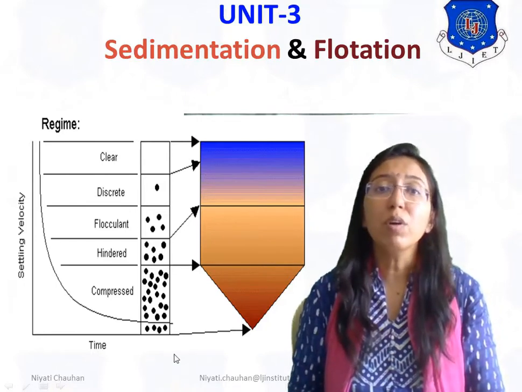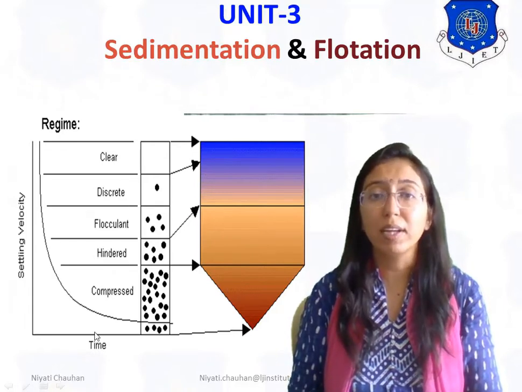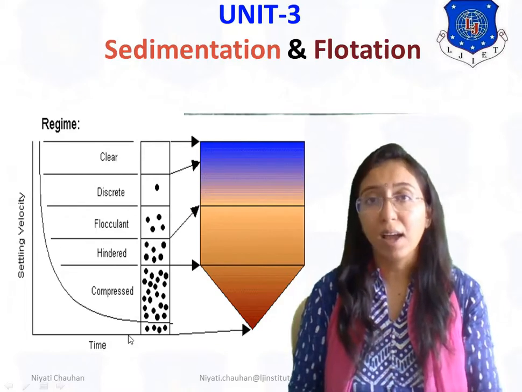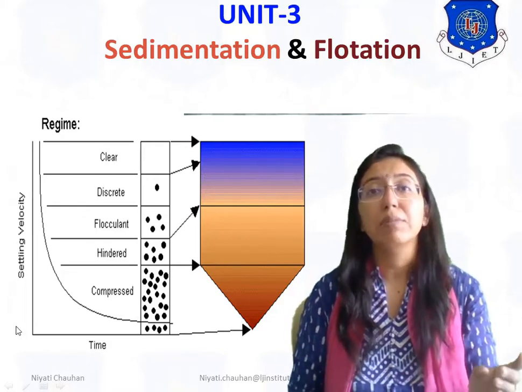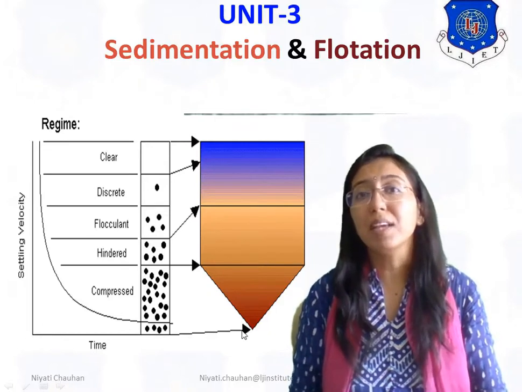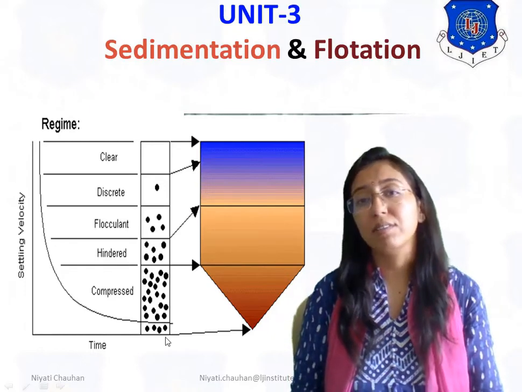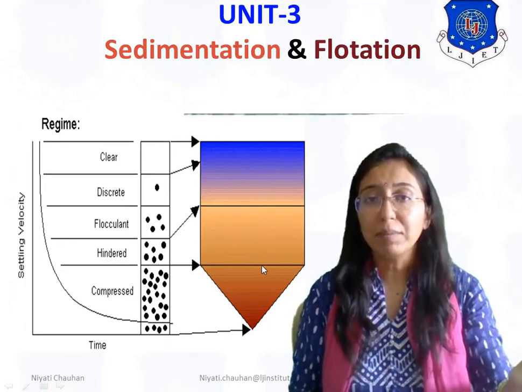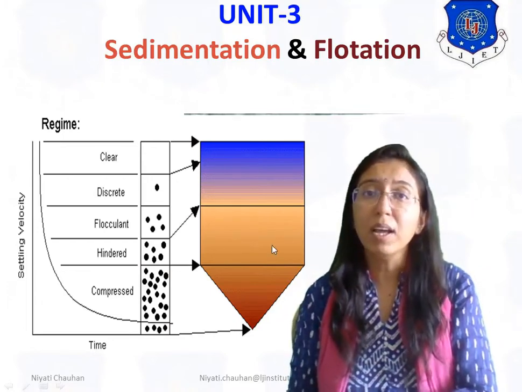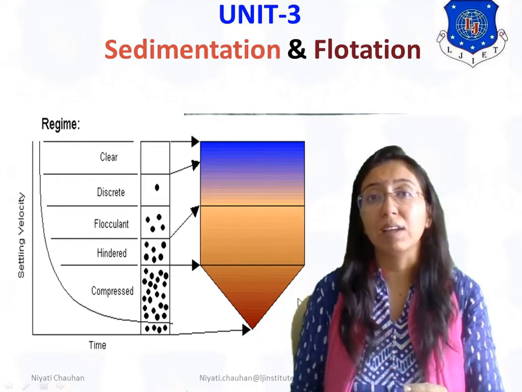You can see here one graph is shown in the diagram. On the x-axis we have taken time, and on the y-axis we have taken settling velocity. If time is increased, then settling velocity is decreased. After a long time, settling velocity will be decreased. So these are the different layers of settling.